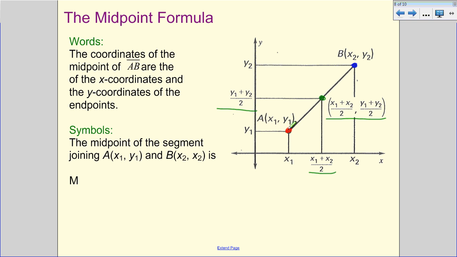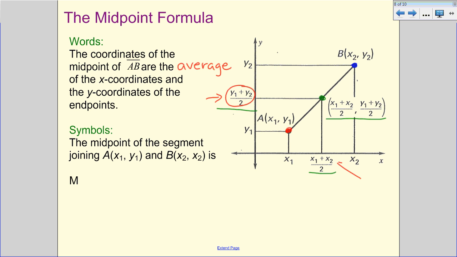Are the averages. You guys need to fill that in. Are the average. I'll write that a little bit neater for you guys. Are the average of the x coordinates and the y coordinates of the endpoints. To find averages, ladies and gentlemen, you add and divide by 2. So there's our averaging formula. You add and divide by 2 because there's two endpoints.